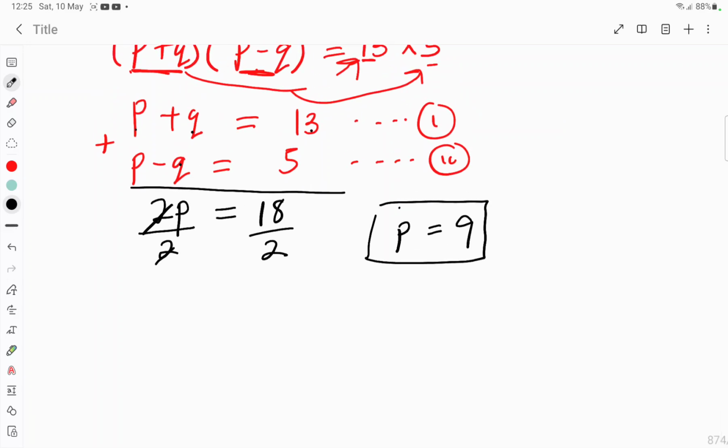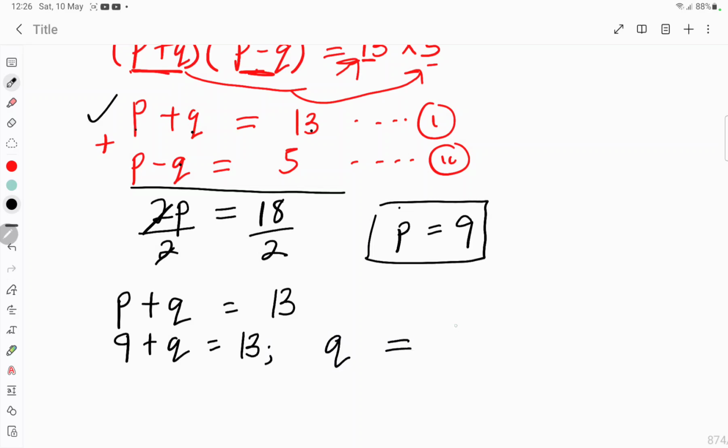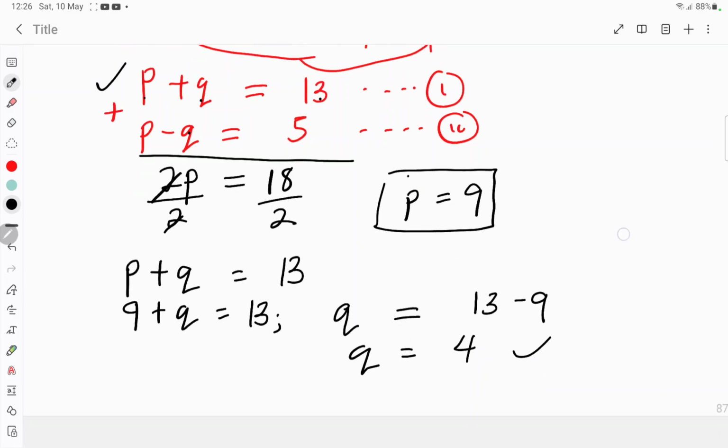To find the value of q, we have to put back the value of p in any of the equations. Because of the positive sign, let me choose equation 1. Equation 1 says that p plus q is equal to 13, and our p is 9. That means 9 plus q is equal to 13. To get the value of q, q is equal to 13 minus 9, meaning that q is equal to 4. So q is exactly 4 in this problem.